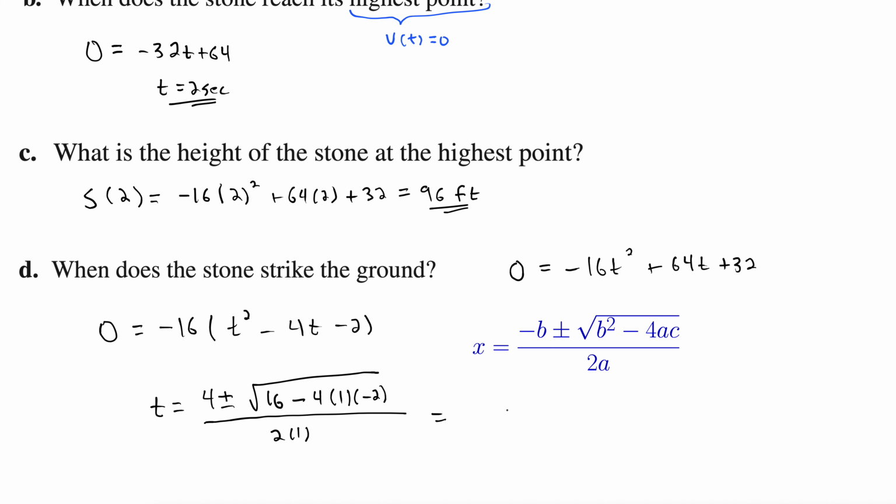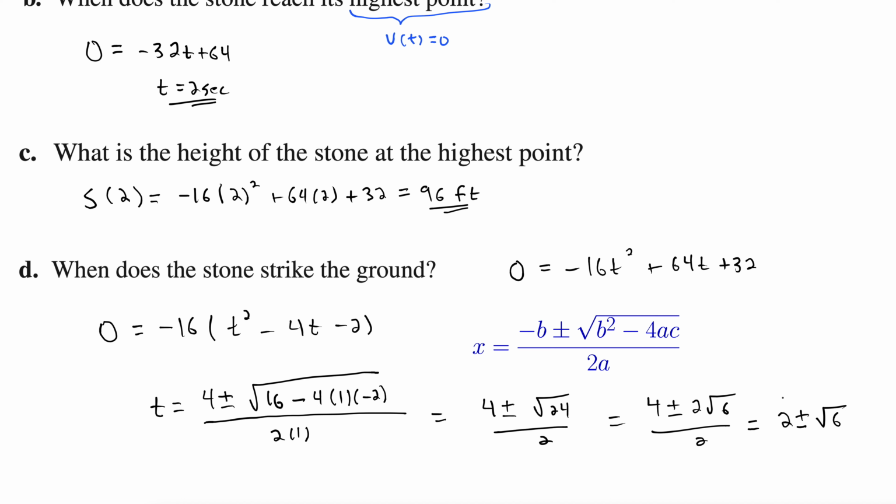Okay, so what do we really have here? 4 plus or minus, looks like the square root of 24 all over 2. Well, 24 is 4 times 6, so that 4 will come out as a 2. So 4 plus or minus 2 rad 6 all over 2. Finally, 2 plus or minus rad 6.